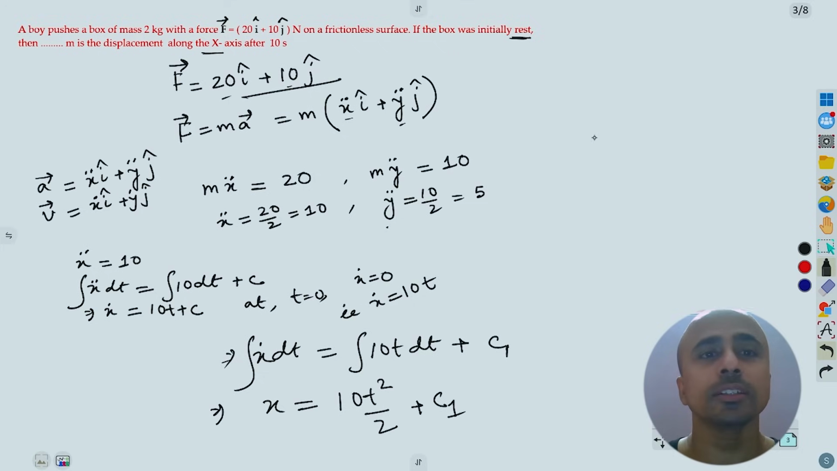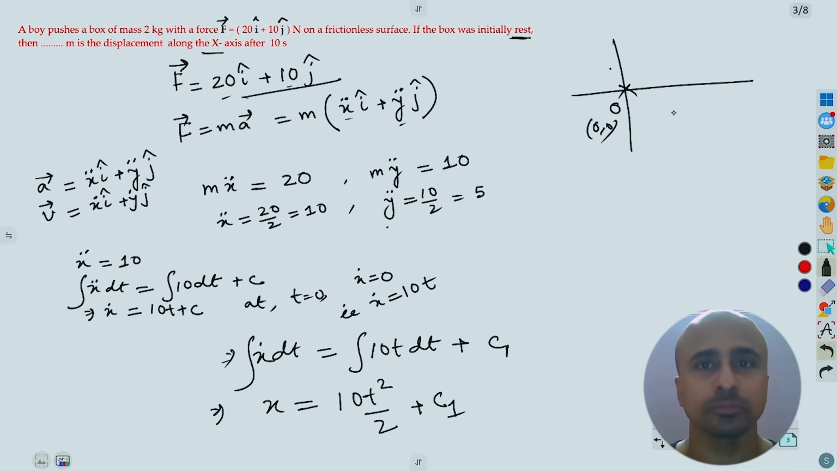Now we want the displacement, how much it moves from its original position. We want that, right? So let us assume that its original position is at the origin. Let's say the origin position is 0, 0, because we want the displacement.